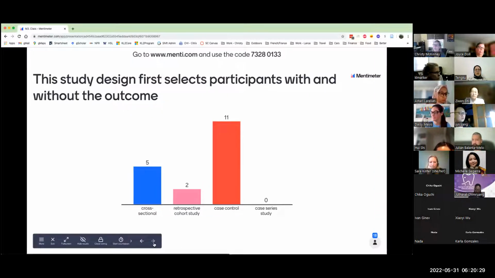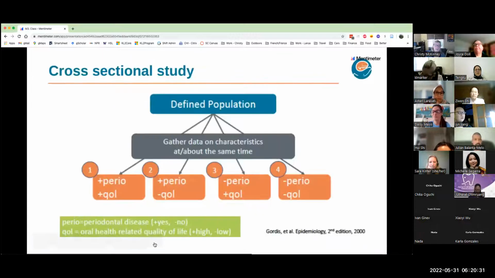So yeah, all right. Okay, so this is a cross-sectional study. What sets this apart from our other study designs is that we have some sort of defined population. So in this case, I would think about, say, a general dentist practice or multiple dental practices.